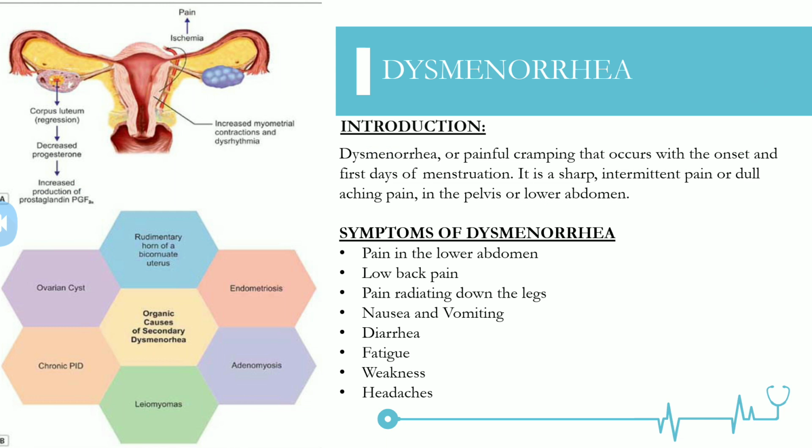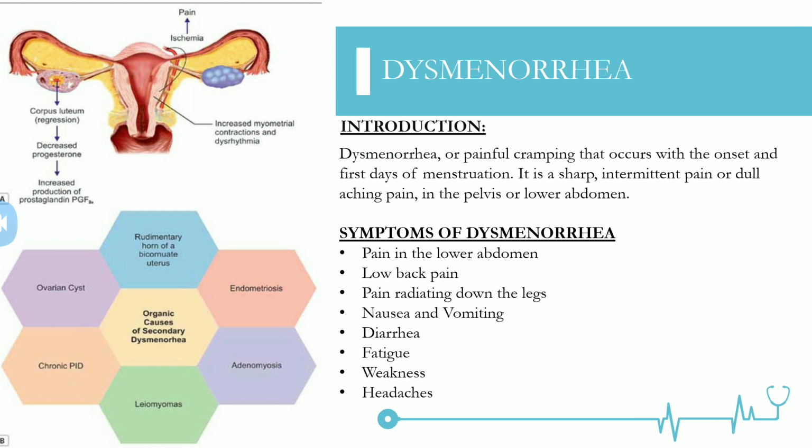What is dysmenorrhea? It is a pain that is associated with menstruation. It is a sharp, delicate pain in the pelvis or lower abdomen. Dysmenorrhea is the single largest cause of the lost productivity and the school absence among girls. It most commonly begins within 1 to 2 years after the onset of menses.